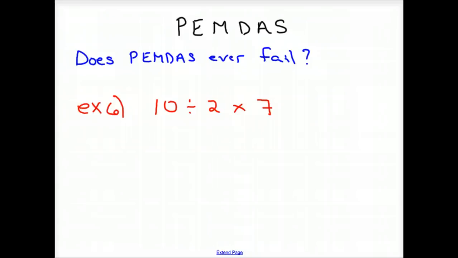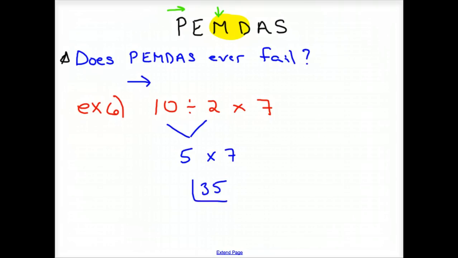Example 6. Question here is, does PEMDAS ever fail? This is a typical mistake many students make. Now if we read PEMDAS left to right, it shows that multiplication is done first. However, if the only two operations in the problem are multiplication and division, then just like you read a book, just approach the problem left to right. So in this case, I'm going to do 10 divided by 2 and get an answer of 5 times 7, 35.